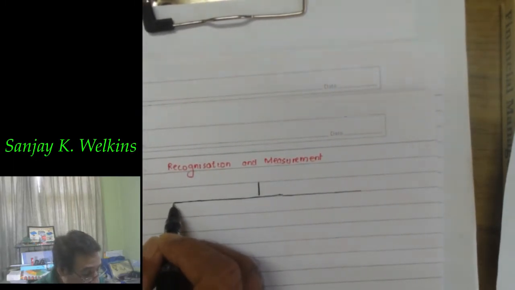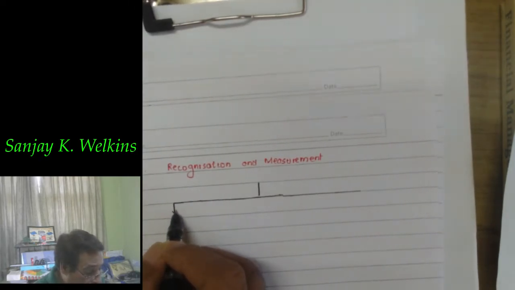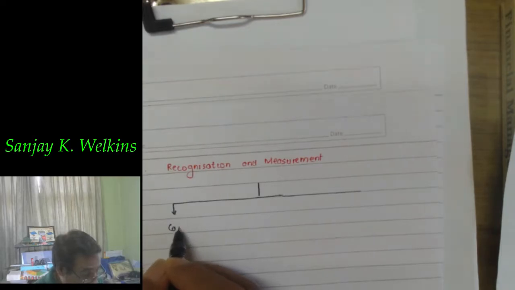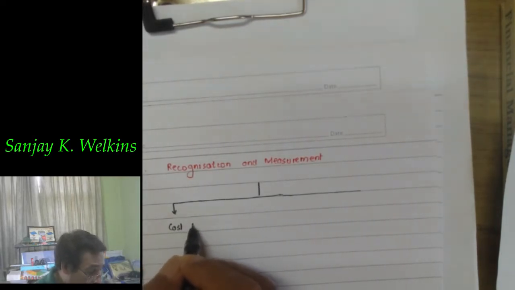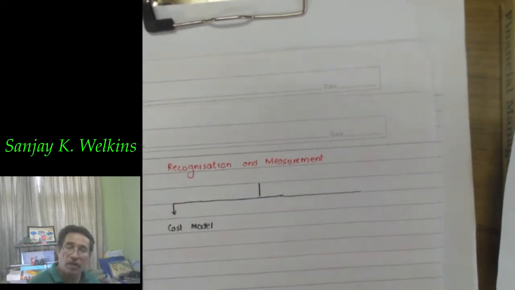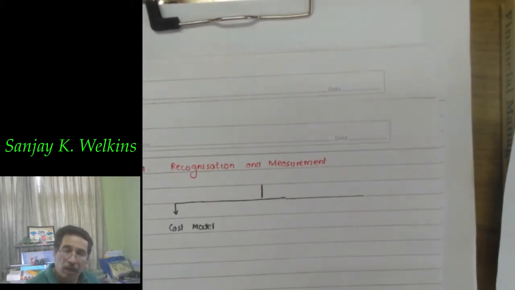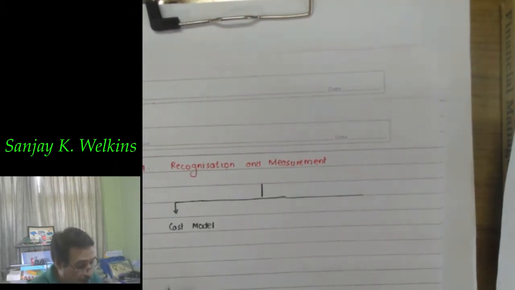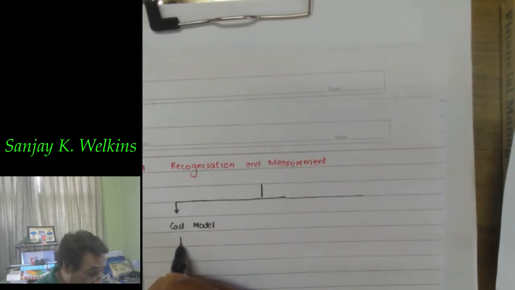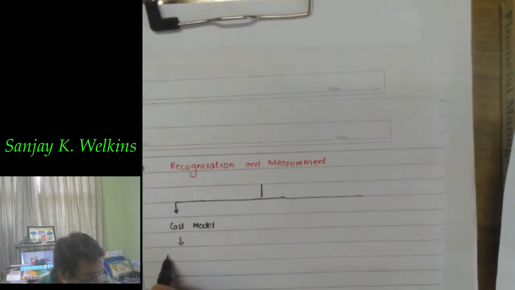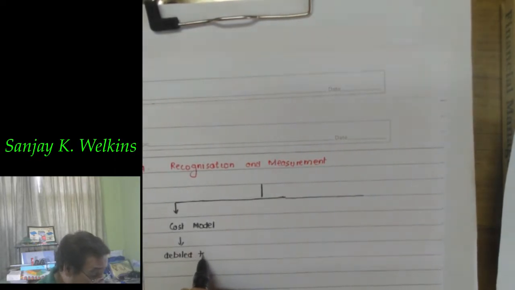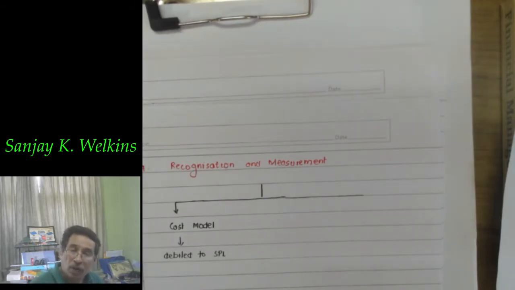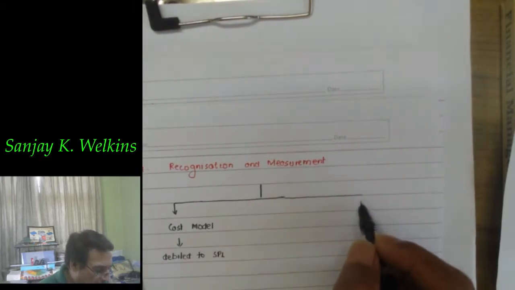Now, suppose our entity has gone for cost model. Suppose our entity is following cost model of recognition and measurement of a particular asset, and then impairment loss takes place. Then in that case, whatever impairment loss will be there will be debited to statement of P&L, if we are following cost model. So in case of cost model, it is quite simple and not difficult.